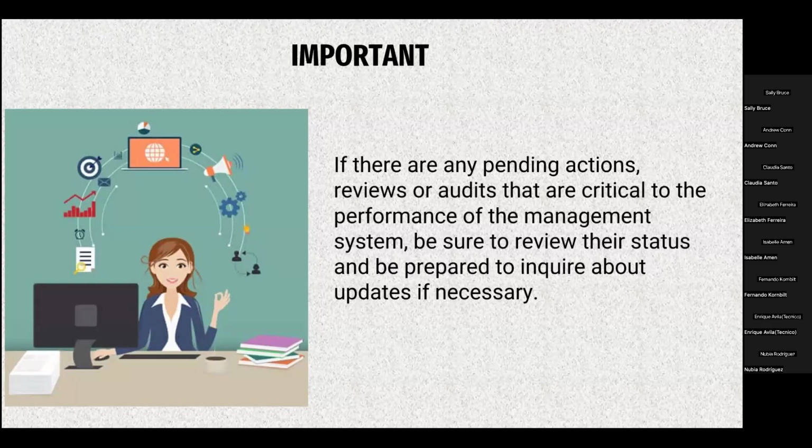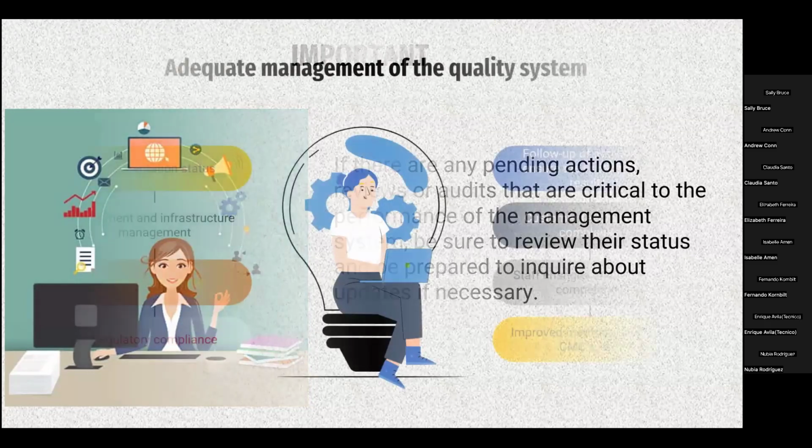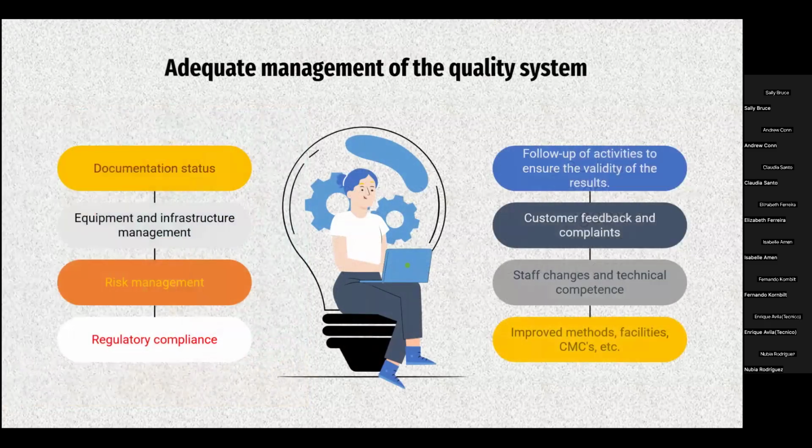Very important: if there are still pending actions or audits that are still pending, make a critique of the quality management system. So we need to review the status and be ready to ask the person presenting for an update if necessary, or if this is a reason for concern. Finally, we might determine whether the quality management system is adequate.